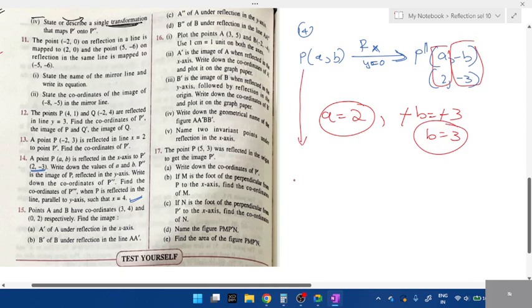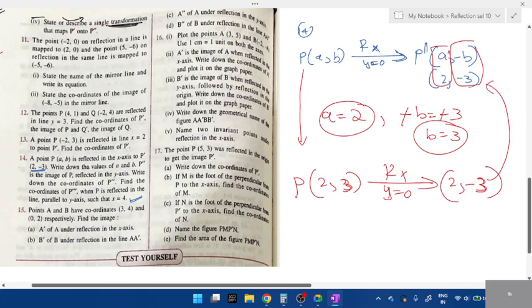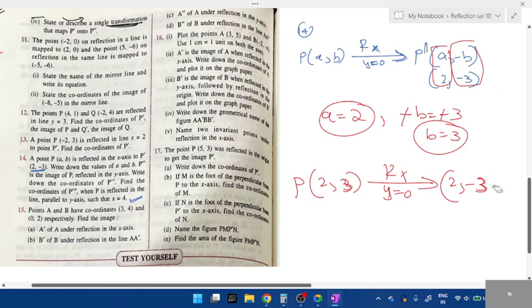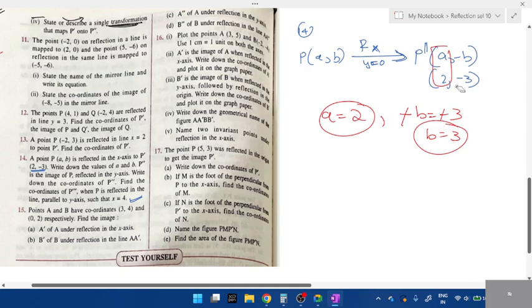See, the actual meaning is, if this is the actual question, students, 2 comma 3, after reflection y is equal to 0, what do you get? What do we get? No, 2 comma minus 3, right? See, that is the answer they have given in the question. Right? So what they want us to find is A and B. So do it like this. Just ignore all this. Do it in the same way, students, like this.